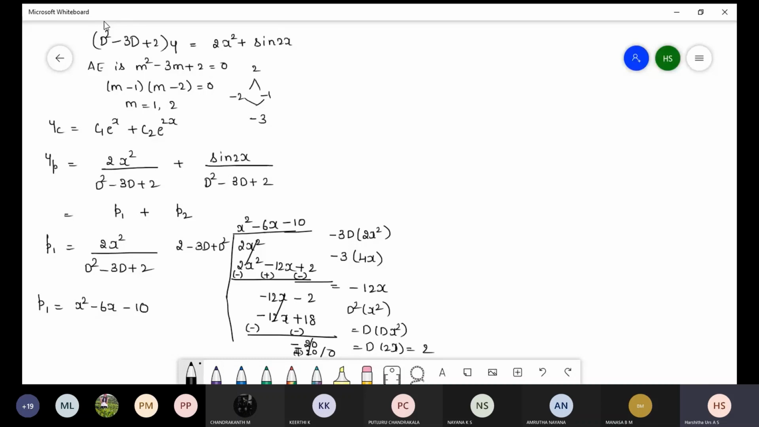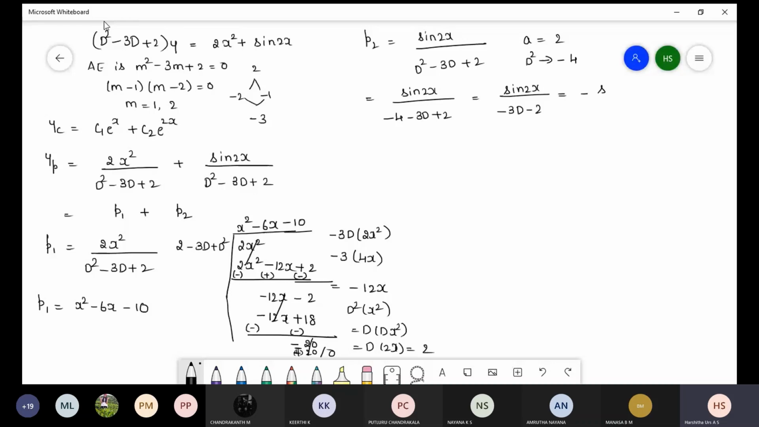Next, P2. Sin 2x divided by D square minus 3D plus 2. Here a value is 2, so D square should be replaced by minus 4. So sin 2x divided by minus 4 minus 3D plus 2. So sin 2x divided by minus 3D minus 2. I take minus as a common from the denominator. So we get 3D plus 2.